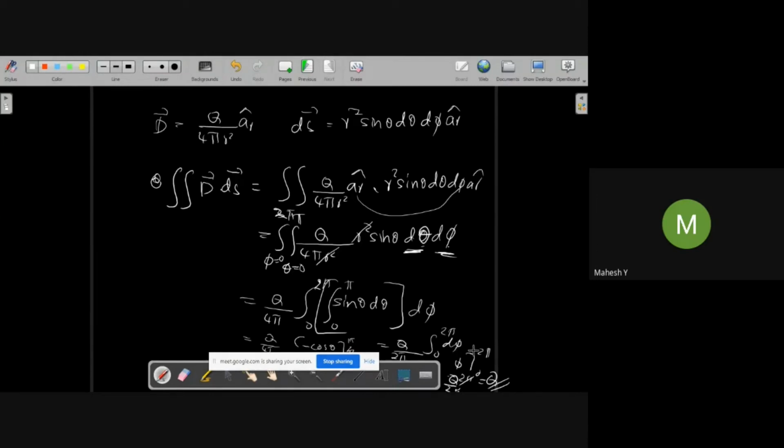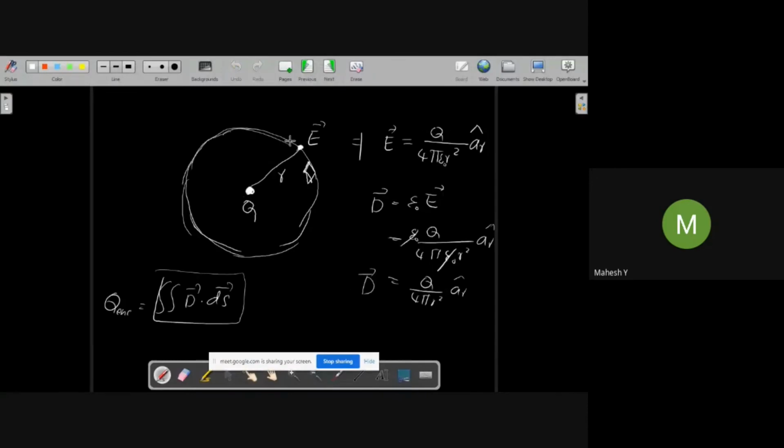So that's how you prove Gauss's law. This is an application of Gauss's law, or you can show that the total flux passing through this surface, that is the integral of D dot dS, is equal to Q, right? Okay. Now we'll do a problem.